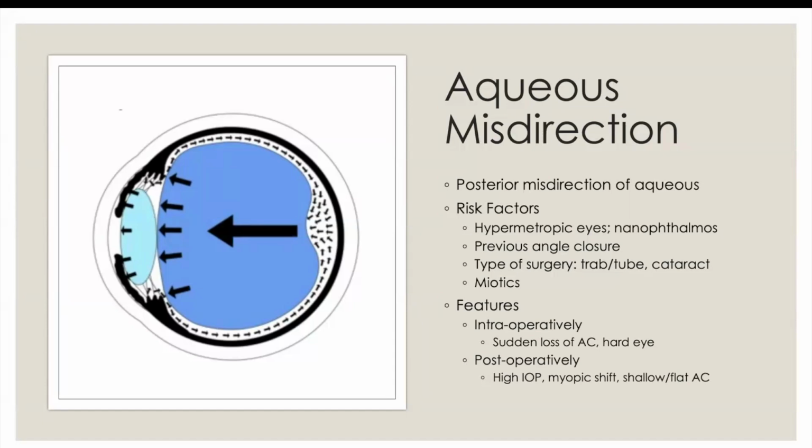But actually, it can happen intraoperatively. So even while you're operating, the eye can go into aqueous misdirection. And this is where you're going to get features similar to something like a suprachoroidal, where you have a sudden loss of your anterior chamber, a very highly pressurized eye. The contents of the anterior chamber might be wanting to come out. So you might have a lot of iris prolapse, for example. And it has happened to me.